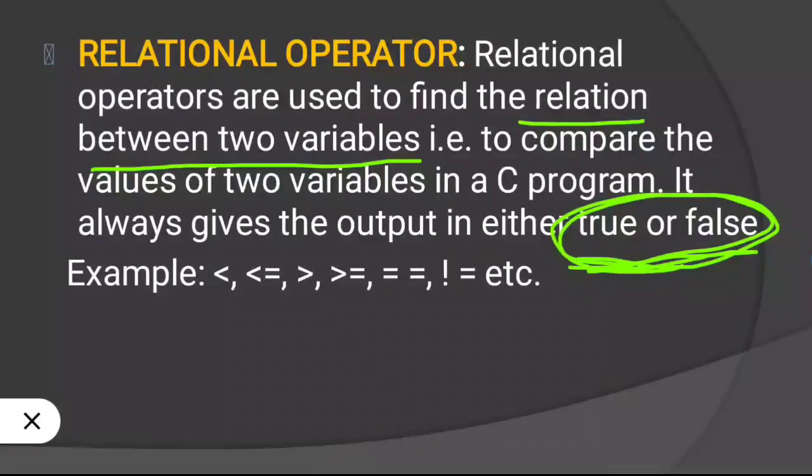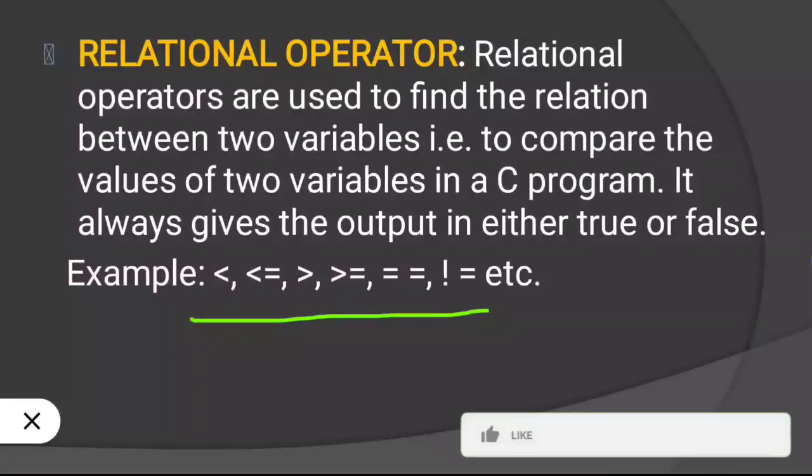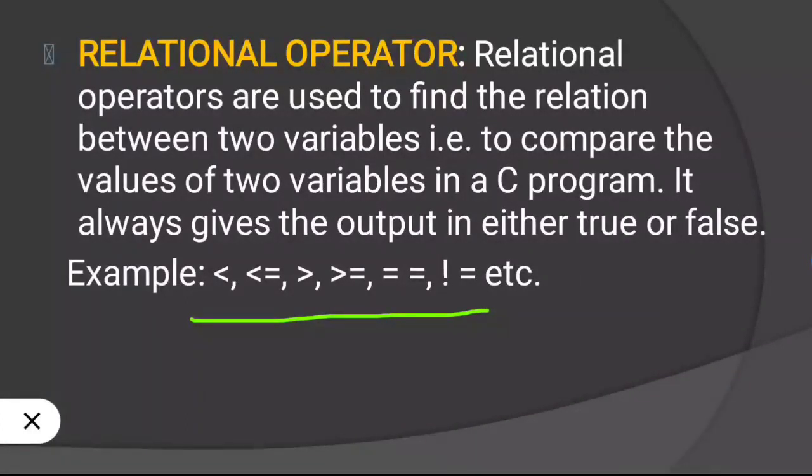As a relational operator, we will use less than, less than equal to, greater than, greater than equal to, double equal to, and not equal to. These six operators are treated as relational operator. Understood? Okay, then next we will proceed.